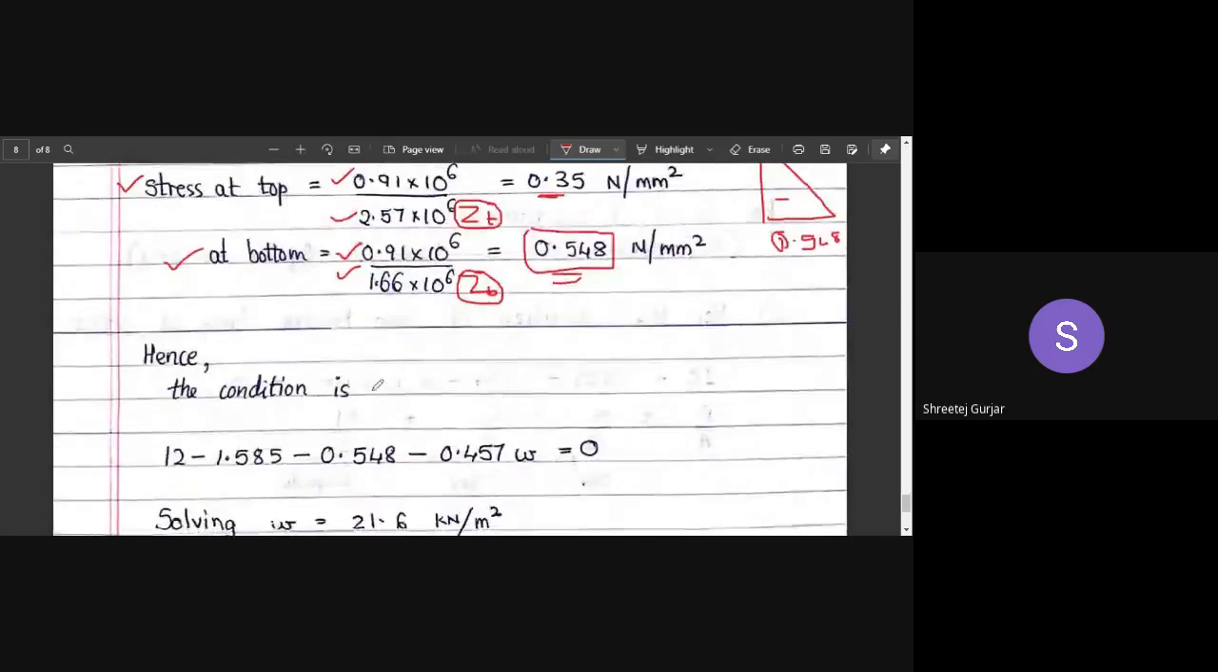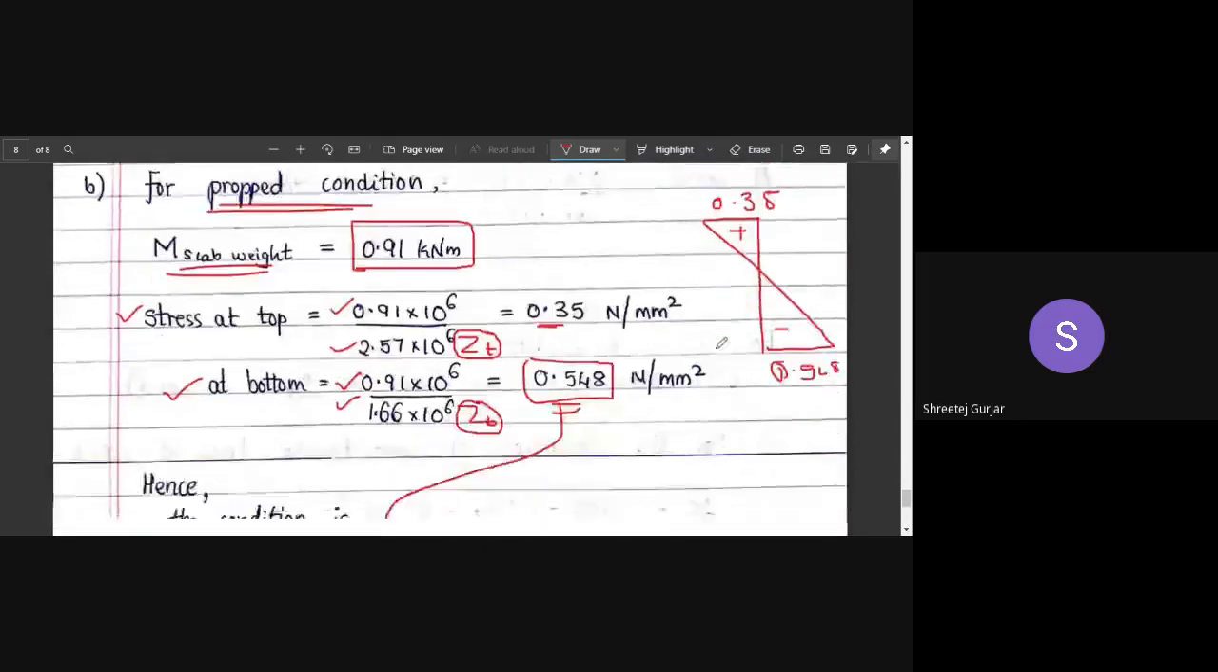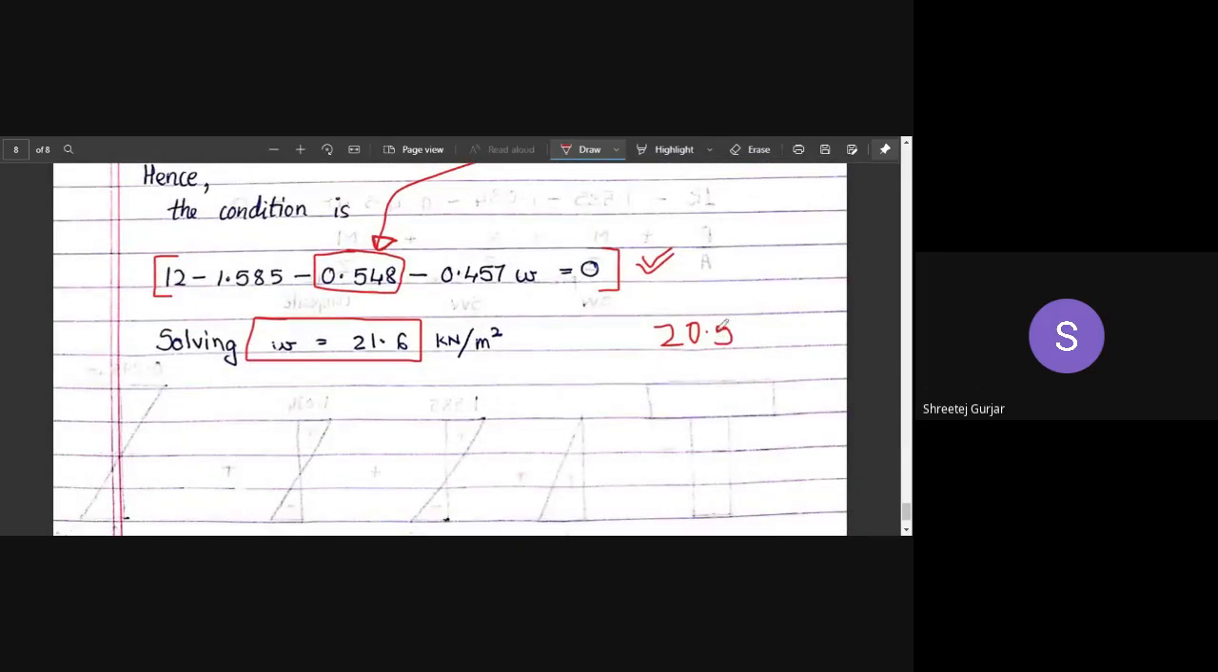Okay. So for the second condition, similarly as we have done, the tensile stresses at the bottom are equated to 0, but instead here we are going to use this particular value. This is for propped condition. Solving, we will get W as 21.6. So for unpropped it is 20.5, and for propped it is 21.6.